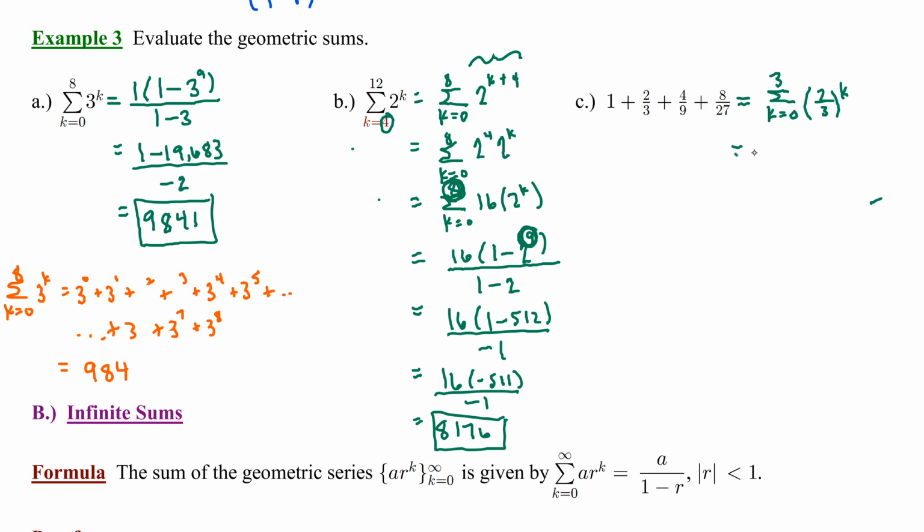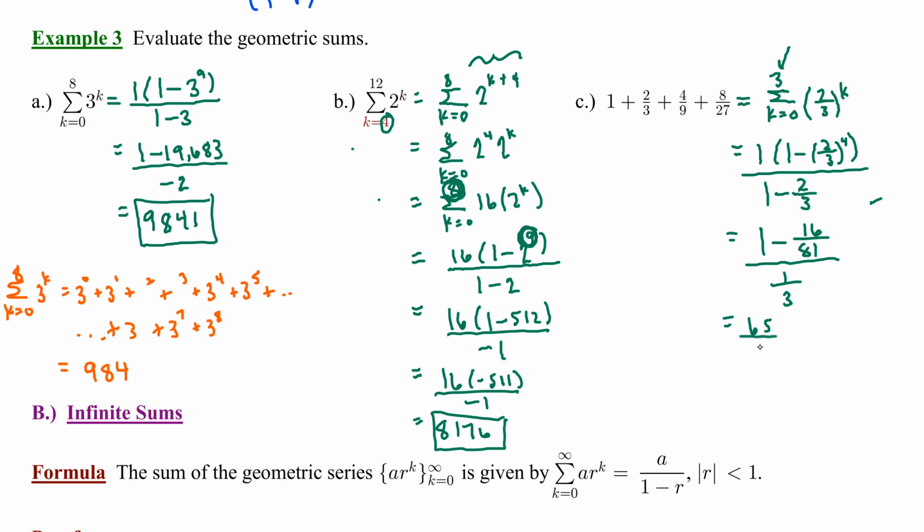So if we apply our formula, we're going to have a times 1 minus r raised to the nth power. Remember, that's 1 greater than our upper limit of summation, over 1 minus 2/3. Evaluating our exponent here, we have 1 minus 16 over 81, and in the denominator we have 1/3. Working out our arithmetic, we have 65 over 81 divided by 1/3, and we can clear that complex fraction by multiplying the top and the bottom by 3.